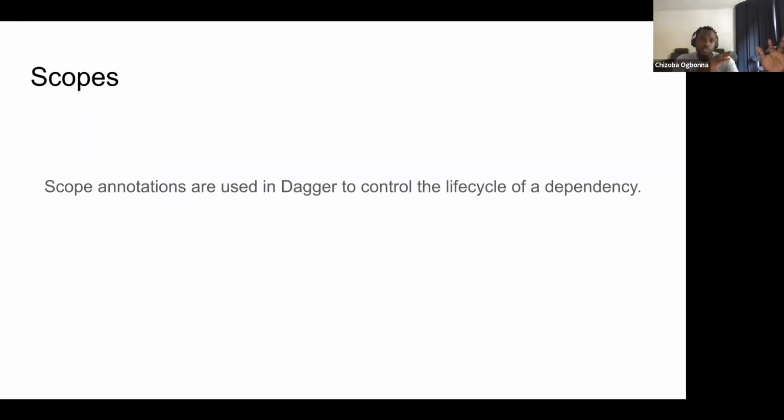So, we've gotten qualifiers out of the way as well. So let's now talk about scopes, which is also a very key thing in Dagger. Scopes is what you use to manage the life cycle of your dependencies.